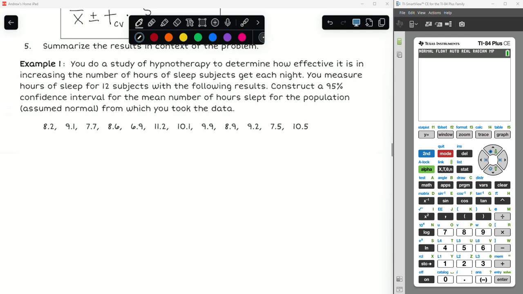The first example says, you do a study of hypnotherapy to determine how effective it is in increasing the number of hours of sleep subjects get each night. You measure hours of sleep for 12 subjects with the following results. Construct a 95% confidence interval for the mean number of hours slept for the population, assumed normal, from which you took the data.